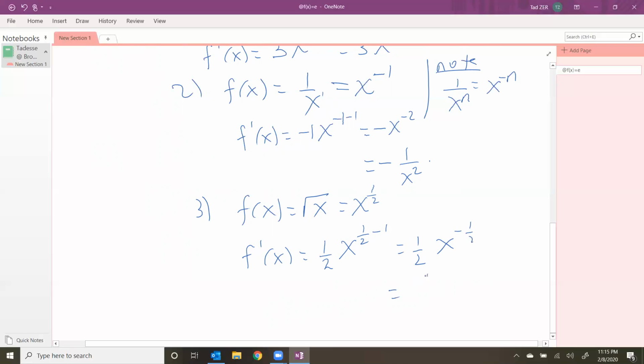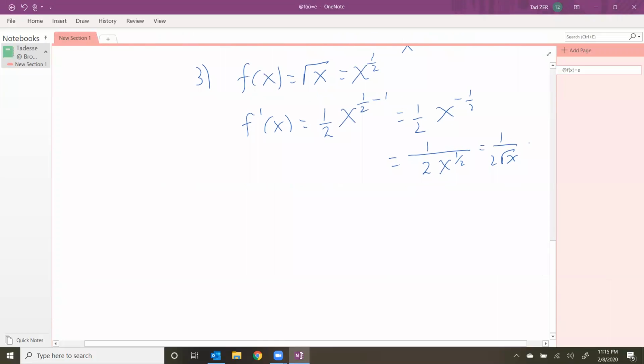Again, if you don't want the exponent, x to the negative 1/2 becomes 1 over x to the 1/2, and we know that x to the power of 1/2 means radical x. So the derivative becomes 1 over 2 radical x. Okay. So far we saw the power rule and the constant rule. Another rule.